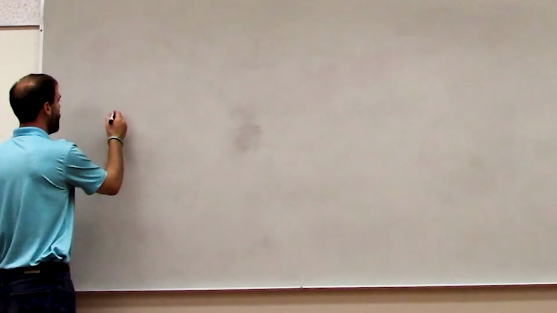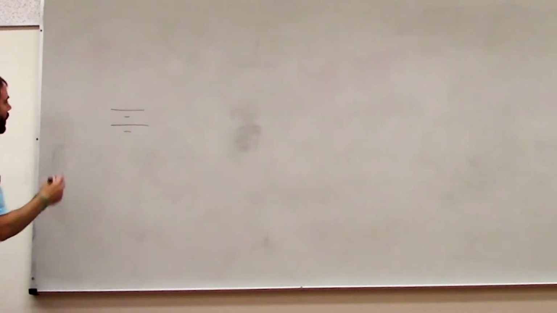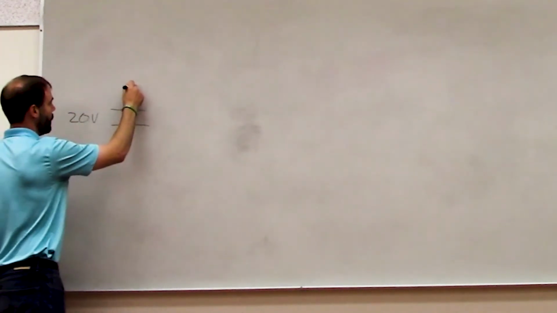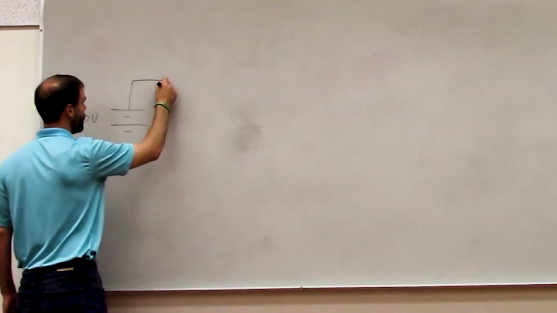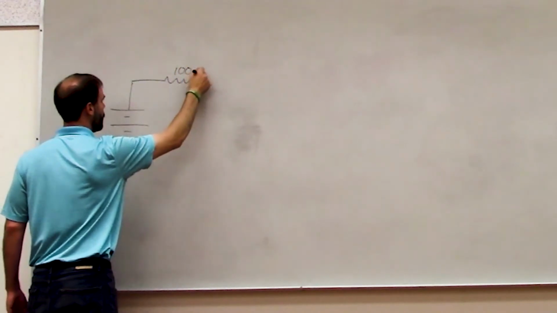So when we look at series parallel circuits, we're going to be using the same techniques that we used with series circuits and with parallel circuits. We're just going to be using those techniques several times. Okay, so let me show you what I mean. Imagine that we had a circuit that's like this. This is, say, 20 volts here, and then we've got one resistor up here. Maybe this is 100 ohms.